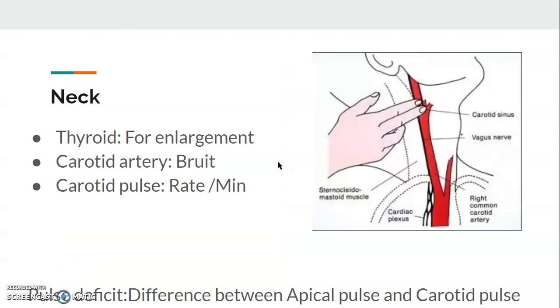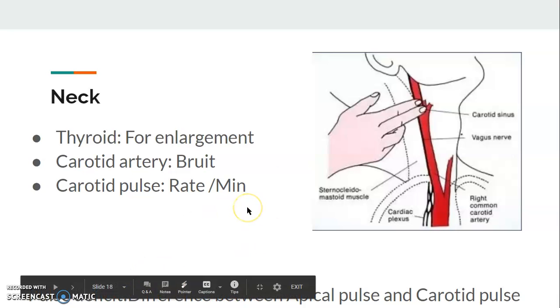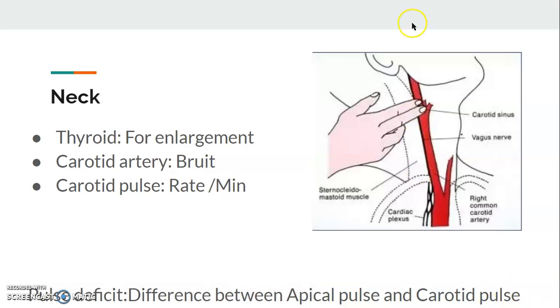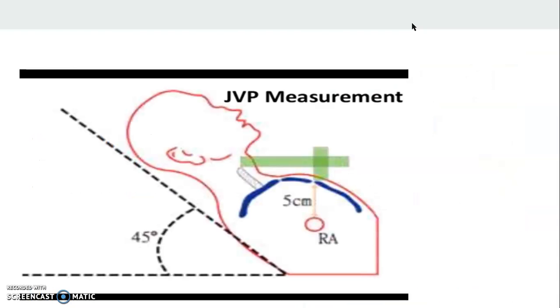Next we'll move on to neck. Neck, you will check the thyroid for enlargement, and carotid artery bruit, which you can hear with the bell of the stethoscope. Carotid pulse, you have to take a full minute carotid pulse and compare it with the apical pulse. So you have to calculate pulse deficit, which is calculated by apical pulse minus carotid pulse.